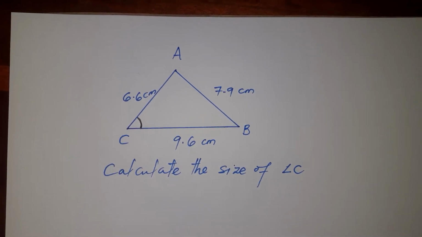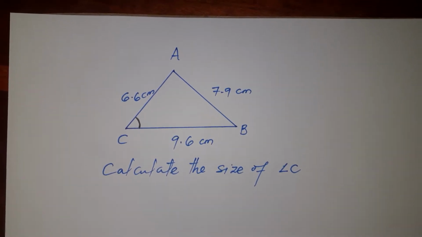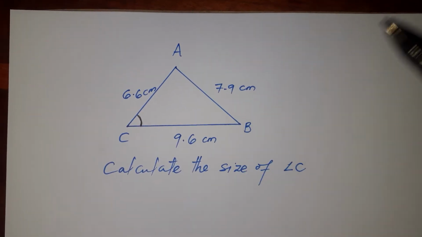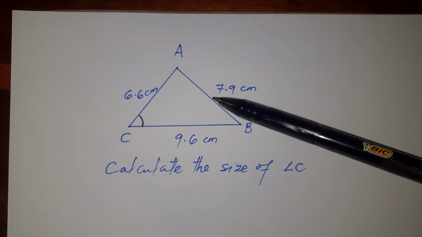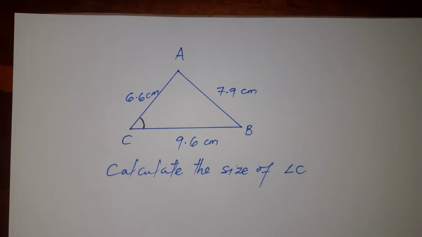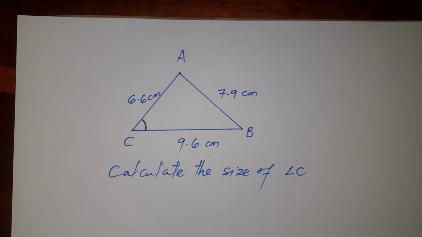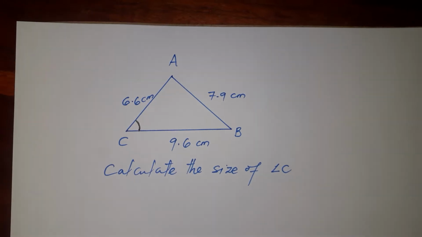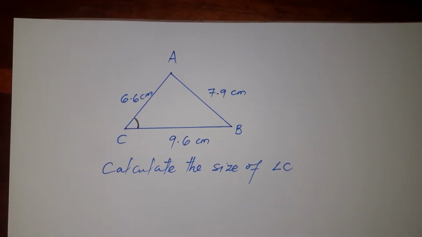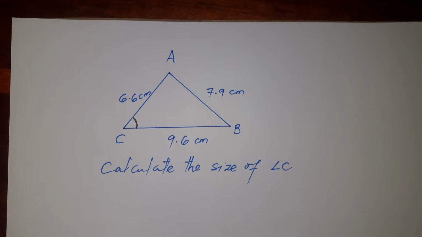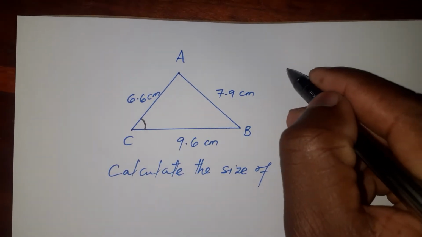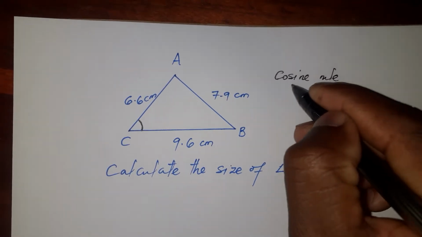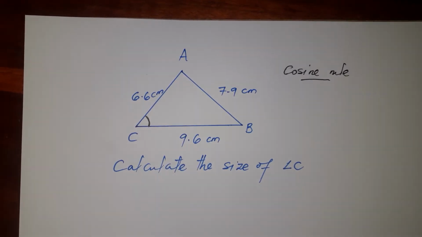Now, before you do anything, you have to check. Looking at our diagram here, we are given all the three sides, but we are not given any angle. In order for you to solve this, once you know that you're not given any angle, but you are given all the sides, it means you should use what is known as the cosine rule. The cosine rule.